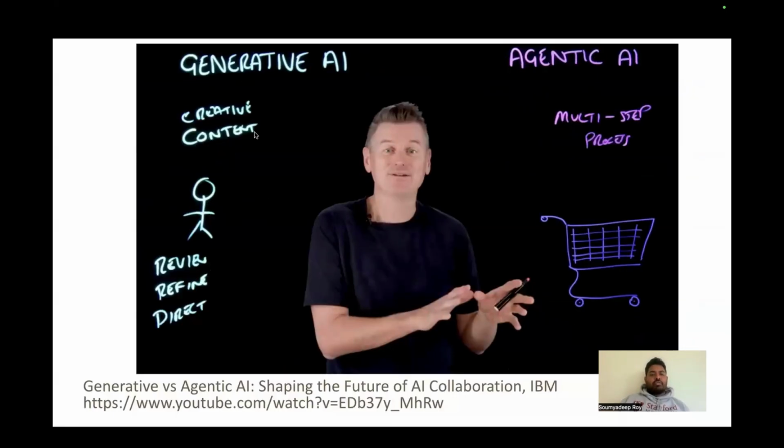Generative AI is good for making creative content, where the framework is you write something, a first draft, you use the AI to review it or to refine it, or you give specific directions, for example, how do I improve it myself? What are the 5 points that I need to improve, right? Whereas agentic AI is a multi-step process.